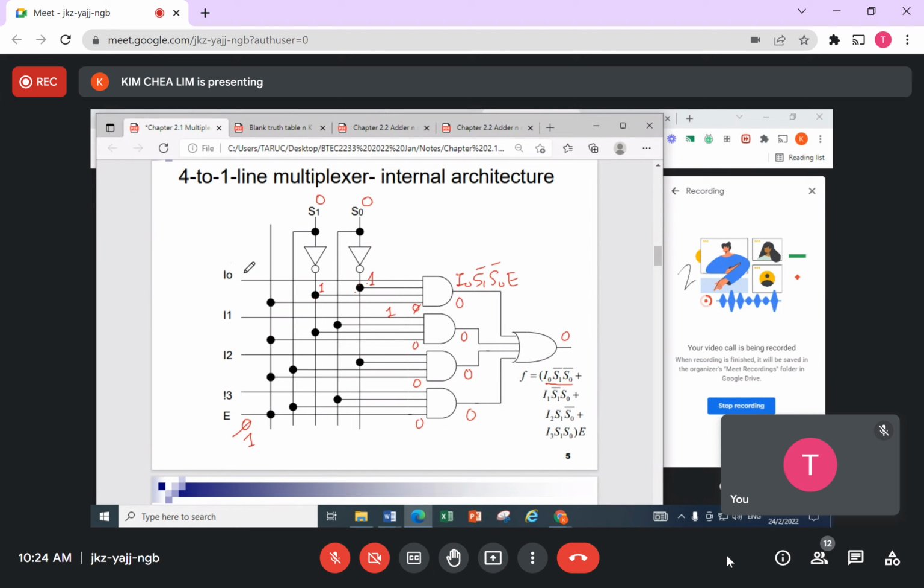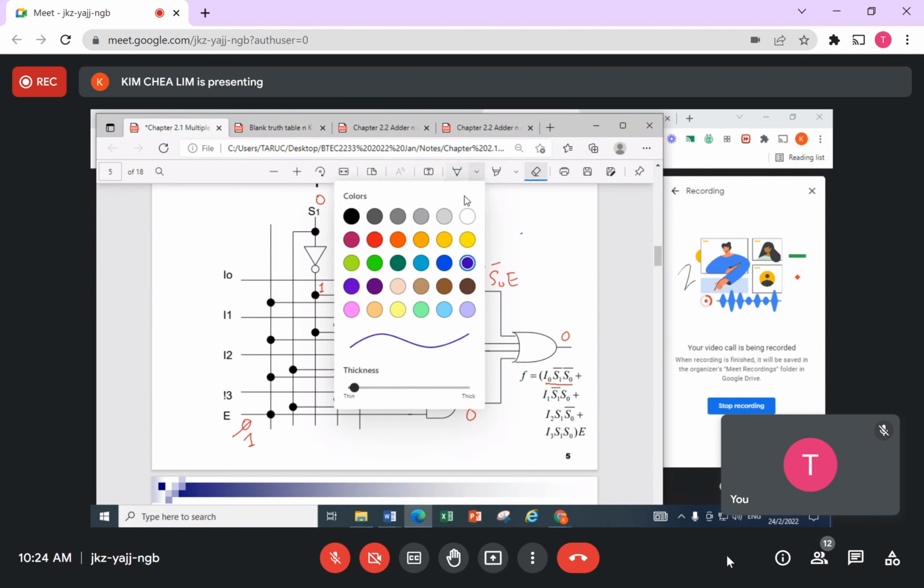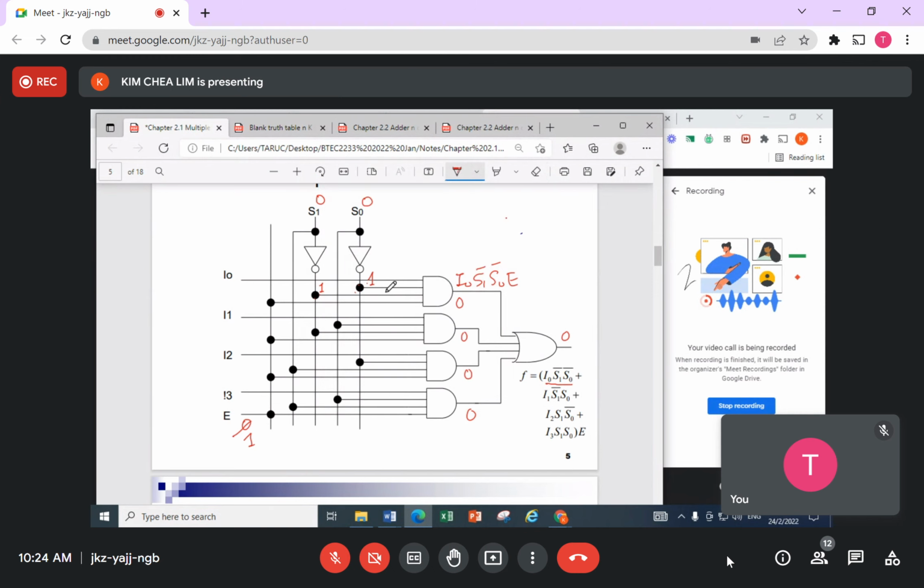Okay, depends on my I0. Whereas in other combinations here, you are going to find that, okay, let me clear this one here first. Okay, this one here is also a 1. All other combinations here, either one of these are 0.